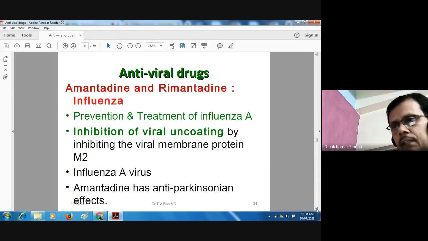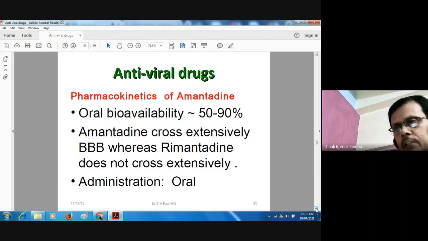Next, amantadine and rimantadine in influenza: prevention and treatment of influenza A, by inhibition of viral uncoating through inhibition of the viral membrane protein M2, a special protein. Amantadine also has an anti-Parkinsonian effect. Pharmacokinetics of amantadine: oral bioavailability 50 to 90%. Amantadine crosses the blood-brain barrier extensively, whereas rimantadine does not cross extensively, and is administered orally.